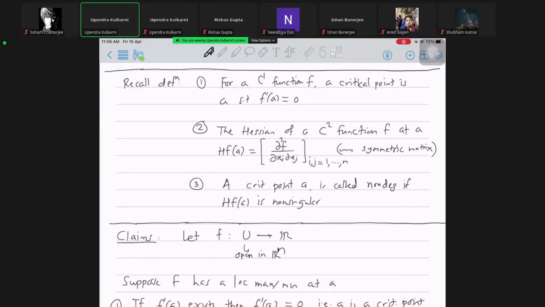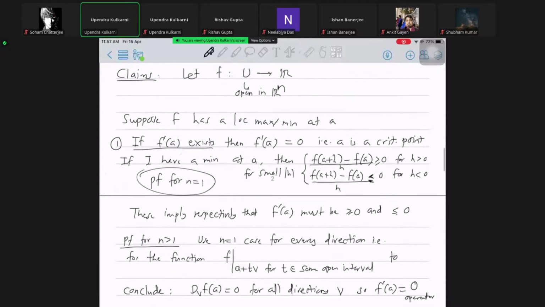Then the Hessian is just the matrix which encodes all the double partial derivatives. And so we know that if f is a C2 function, then because of equality of mixed partial derivatives, this matrix will be a symmetric matrix. So we call this matrix the Hessian, and we call a critical point non-degenerate if the Hessian at that point is non-singular. This is just the analog of, the reason why this notion is relevant is going to one variable situation. So let's see the claims.